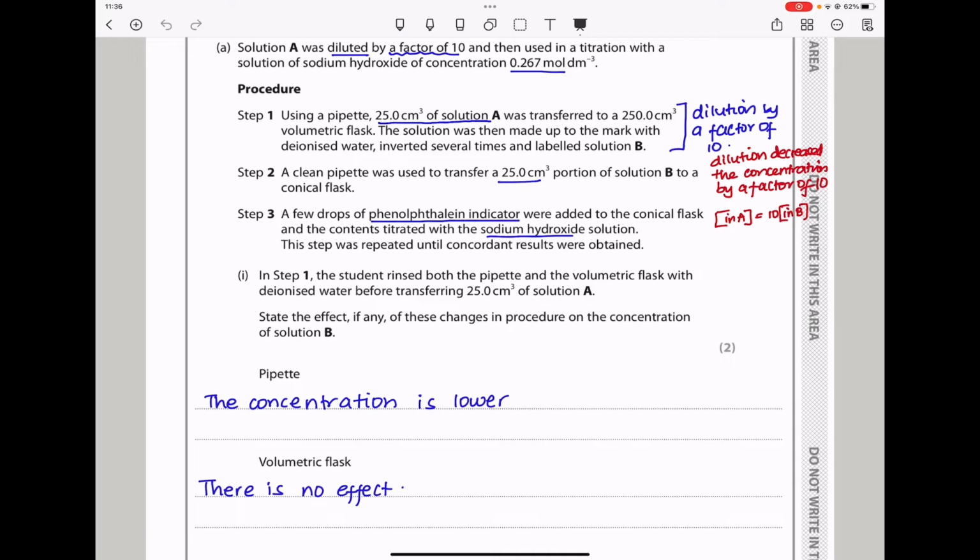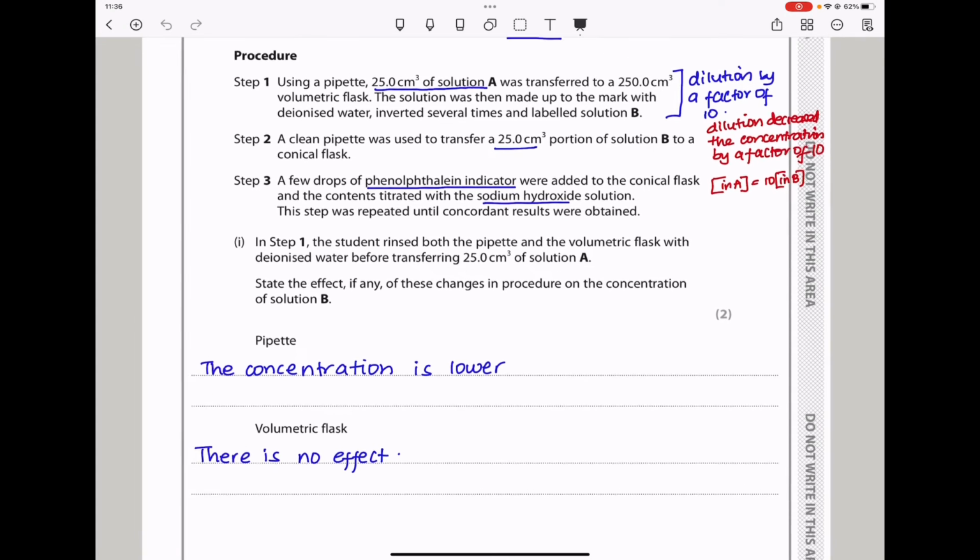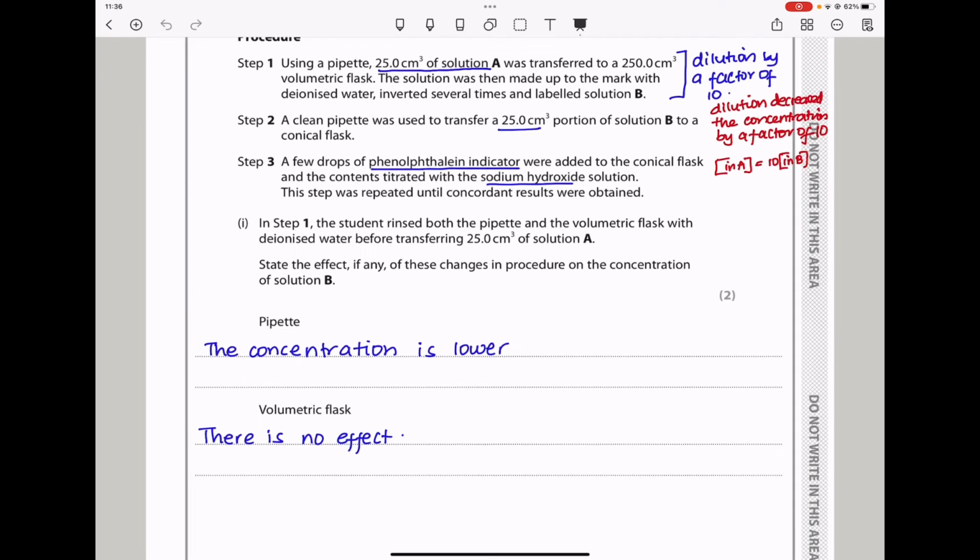But the volumetric flask will have no effect because if you have transferred using a pipette that has been rinsed with the same solution into the volumetric flask, you have transferred 25 centimeters cubed. So any water pre-existing in the volumetric flask will have no effect on the concentration because you have transferred exactly 25 into that volumetric flask, so there will be no effect.